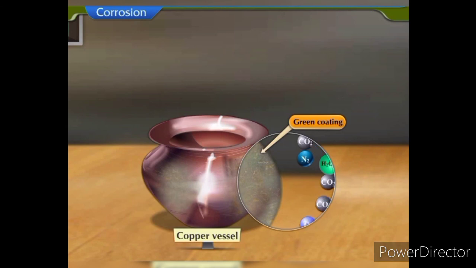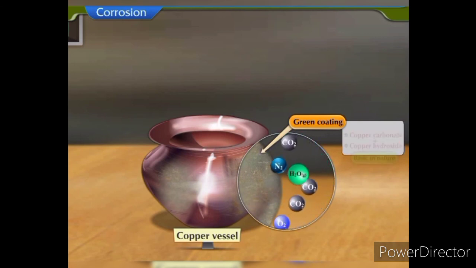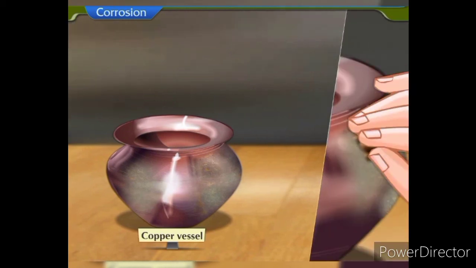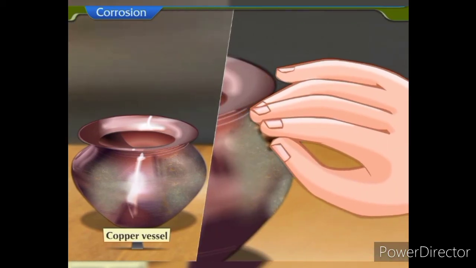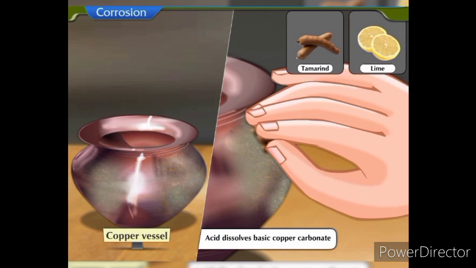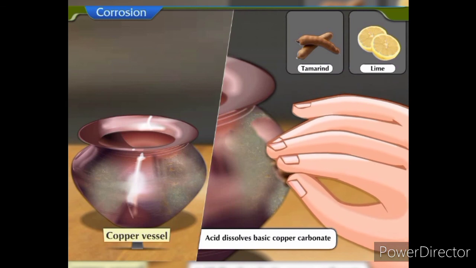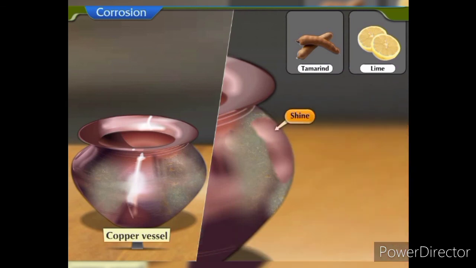This coat is actually a mixture of copper carbonate and copper hydroxide. Therefore, it is basic in nature. When such corroded copper vessels are rubbed with substances like tamarind or lime, the acid present in them dissolves the green-colored basic copper carbonate. This makes the copper vessel regain its shine.